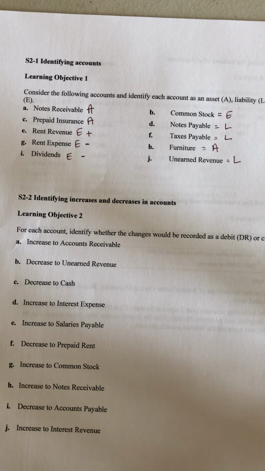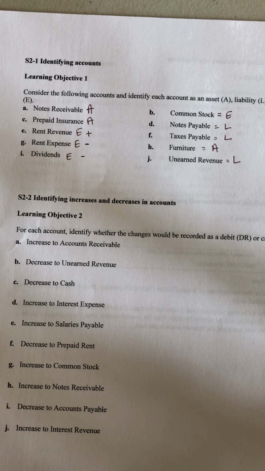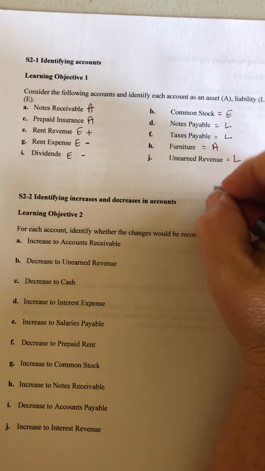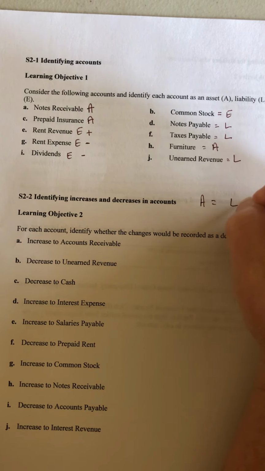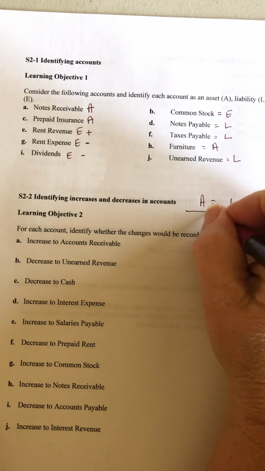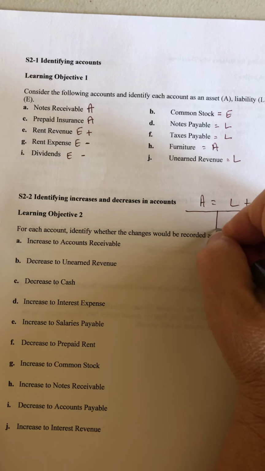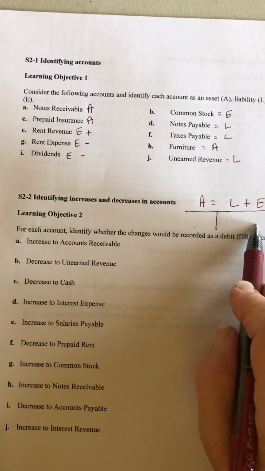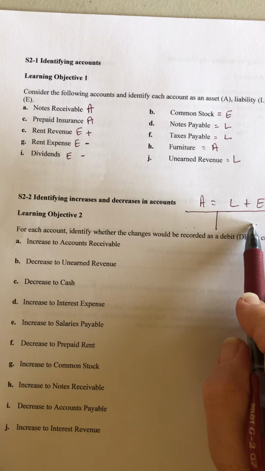2-2. For each account, identify whether the changes would be recorded as a debit or a credit. So remember that in chapter 2, we started looking at debits and credits, and we're going to use them to do journal entries. You've got this assets equals liabilities plus equity account equation that we've talked about. If you draw a line underneath it with a T under the equal sign, then you'll notice there's a right side and a left side.